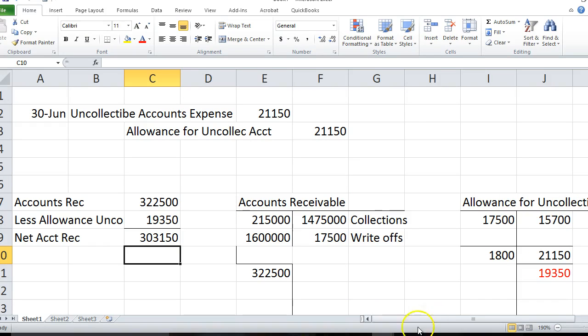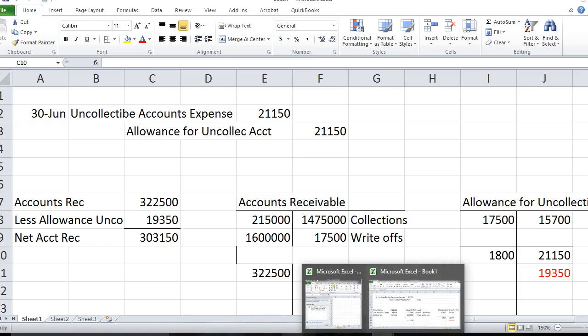I got it now. Okay. I was just confused with those two numbers in the beginning. That's why I couldn't come up with the 2,150.